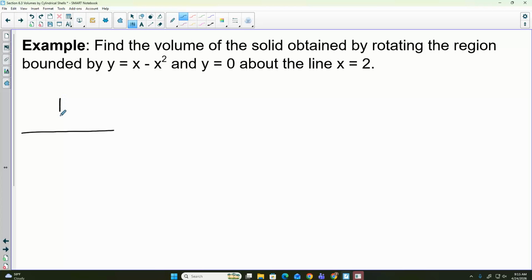I want the volume obtained from rotating the region bounded by y equals x minus x squared and y equals 0 about the line x equals 2. All right, x minus x squared, that's like an upside down parabola. If I put in 0, I get out 0. If I put in 1, I get 0. So it looks something like this. So I am talking about this region right here.